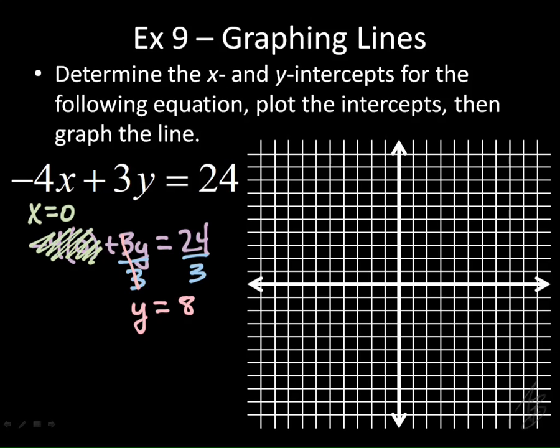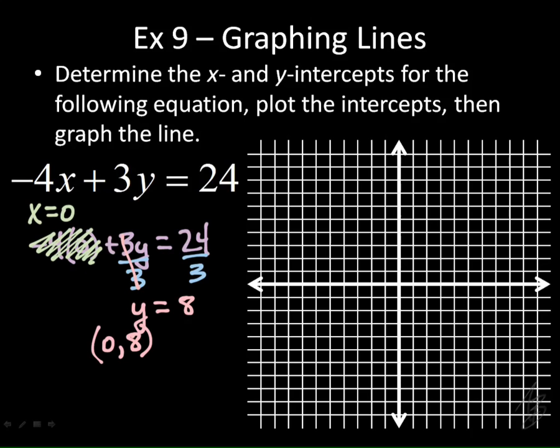We just gonna scratch it out. Whichever one has 0, we're just going to scratch it out. So when we put 0 in for x, we get y equals 8. So we get the point 0, 8, and that's going to be the first of my intercepts. Where is 0, 8? Let's go ahead and graph that right off the bat.